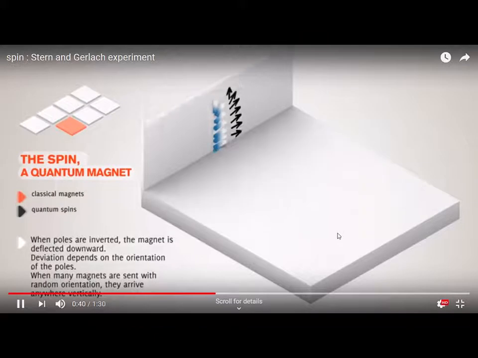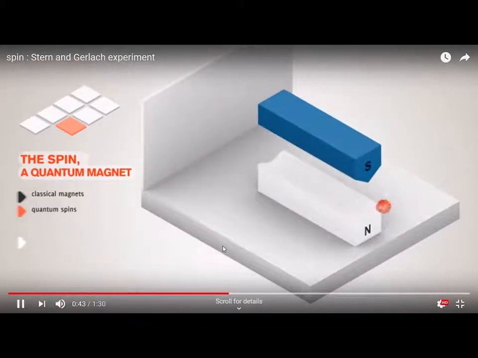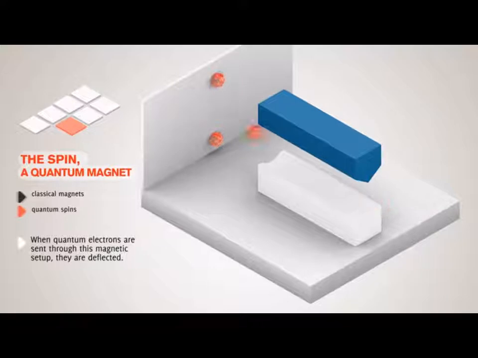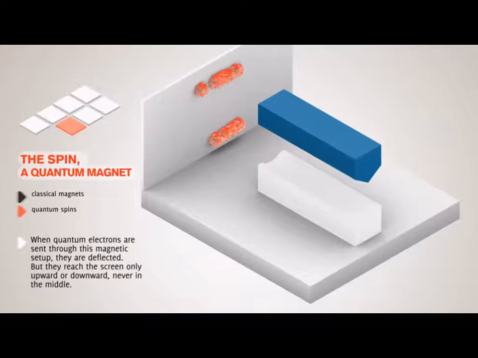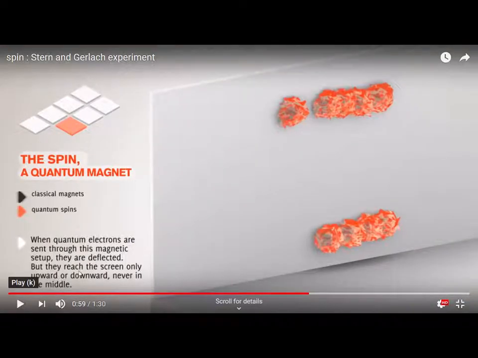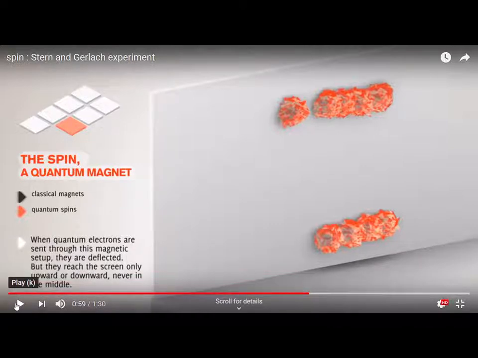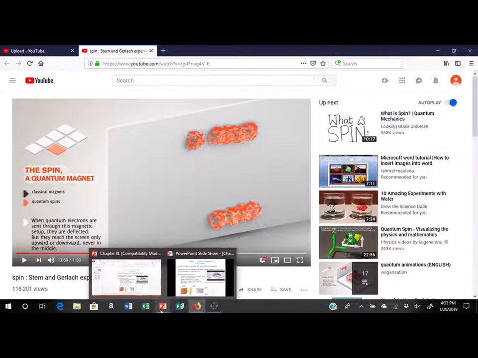Now they're going to do the same experiment with hydrogen atoms instead. Here's a hydrogen atom shooting up, goes up, goes down, goes up, down, down, down, up, down. The key here is that all the atoms either went up or went down. None went into the middle field like the magnetic particles did. That's basically an animation of the Stern-Gerlach experiment.